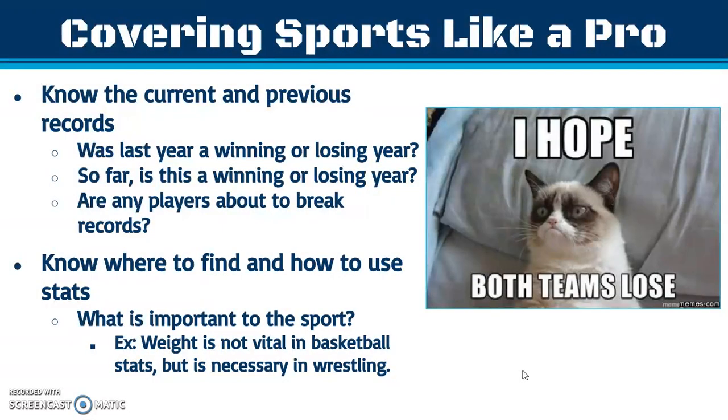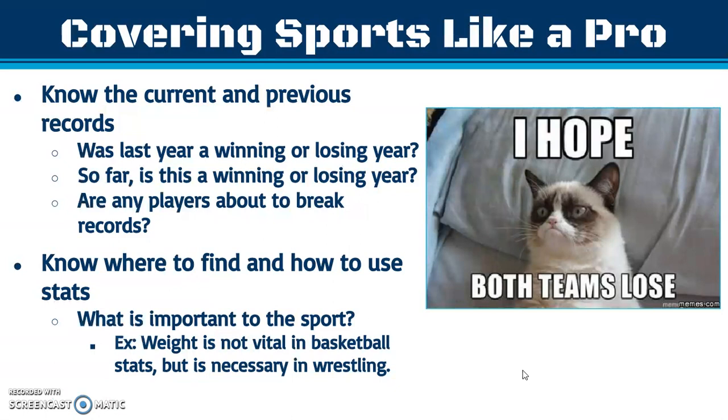All right. Now, along with that, you need to know the current and previous record of the team that you are covering. So last year, was it a winning year or a losing year for the team? How about this year? Are they doing really well, or are they not doing so well? Are there any players that are about to break any school records? All of those things are important to know when you're covering a particular sport. Along with that, know where to find and how to use the statistics from a game.